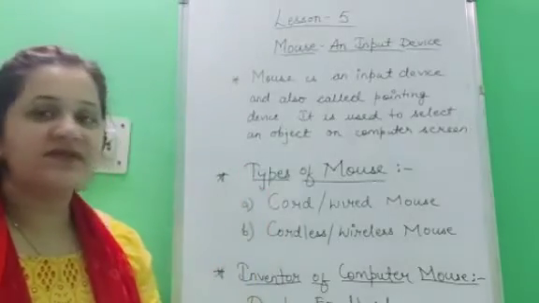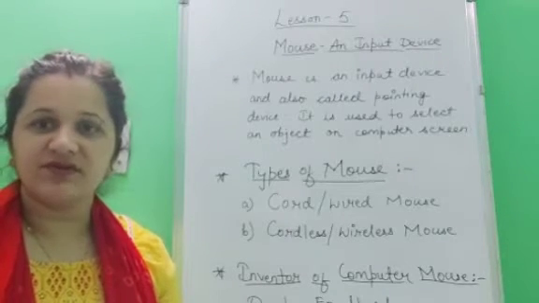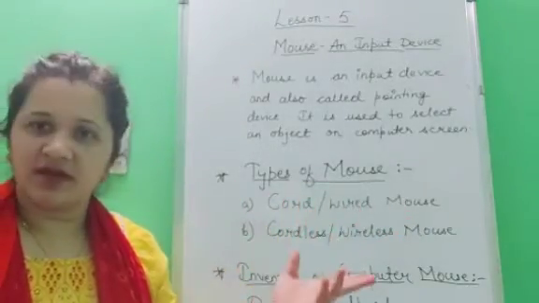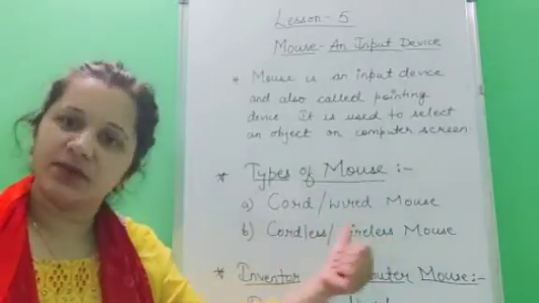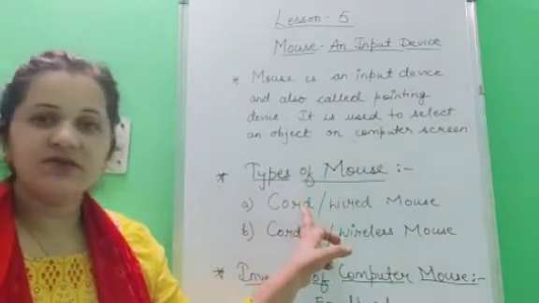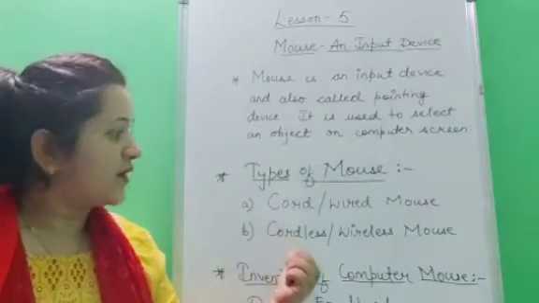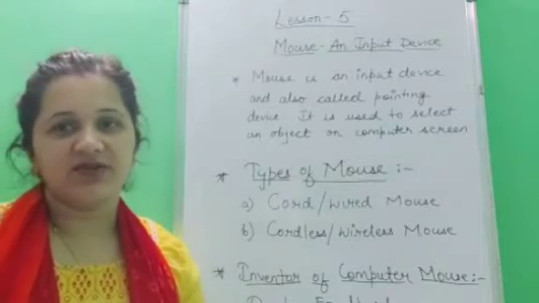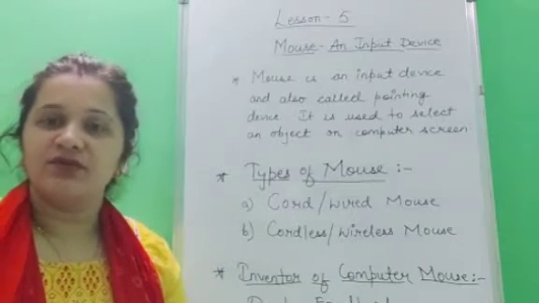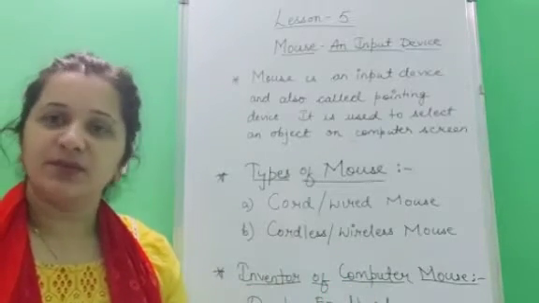Next, we have studied the types of mouse. How many types of mouse are there? Yes, children, two types. The first one is the cord or wired mouse. Cord means wire, so you can write down cord mouse or wired mouse. Next is the cordless or wireless mouse. What is a cord mouse? It is a mouse in which a wire is attached. A cordless mouse is one in which no wire is attached to the computer mouse. Next, we have studied the inventor of the computer mouse. Who invented the computer mouse? Yes, Douglas Engelbart invented the computer mouse.